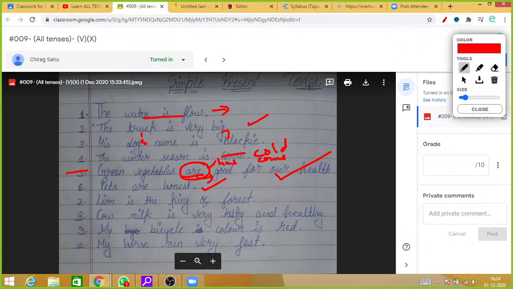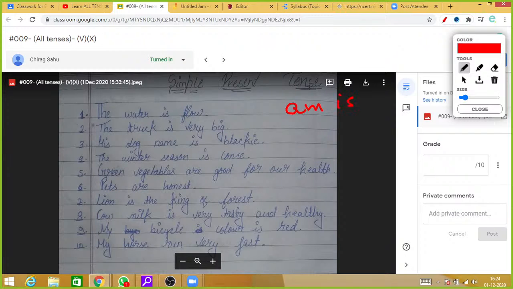Perfect. Because now why did we use are in these cases? Because we are talking about plurals. Pets, vegetables. So are. Instead of is, you have changed it to are. Okay? Am is used with I only. Only with I. So am, is and are. Okay?